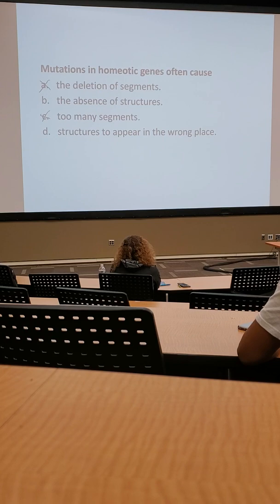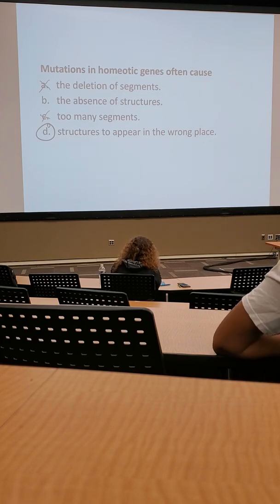So what does that definition imply now? We have B or D. Does that definition imply that things will be missing or things will be in the wrong place? In the wrong place. Yeah, I think so. So the best answer for me is D. If you're going to identify a segment by gene expression, and now you have a mutation that's going to change where a gene is expressed, you're not going to lack a segment, you're going to change the identity of the segment, right? This is usually not caused by the absence of gene expression lacking a structure, it's the presence of gene expression causing a structure.